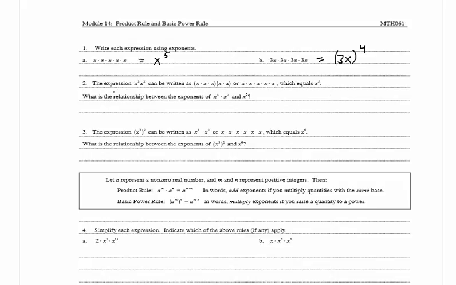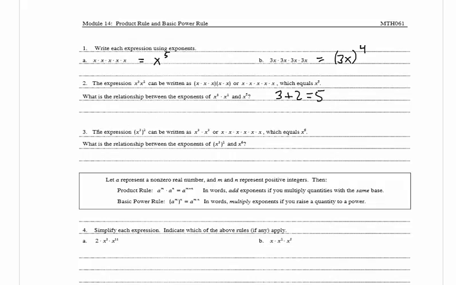In 2, it says the expression x cubed times x squared can be written as x times x times x times x times x, or x times x times x times x times x. And this equals x to the 5th. And they want to know what the relationship between the exponents of x cubed times x squared and x to the 5th are. And the relationship is that 3 plus 2 is equal to 5. So if we multiply quantities with the same base, we add their exponents.